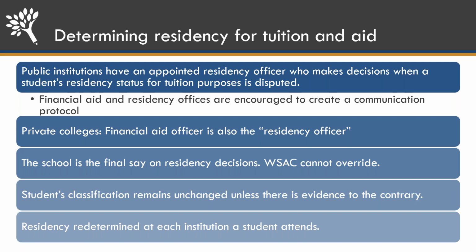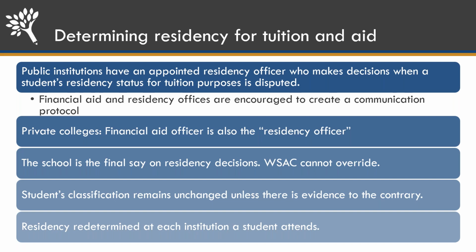A few other things. Once a student has their residency classification determined, it doesn't change unless there's evidence to the contrary. So basically what we mean here is that you're not going back every quarter or semester to double check that a student's residency has remained the same, unless something pops up to you, either because the student tells you or they submit some information that is kind of a red flag type situation.